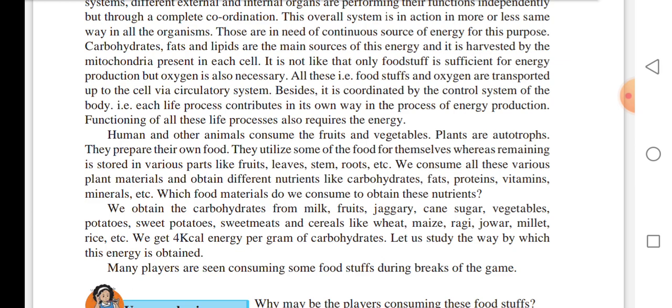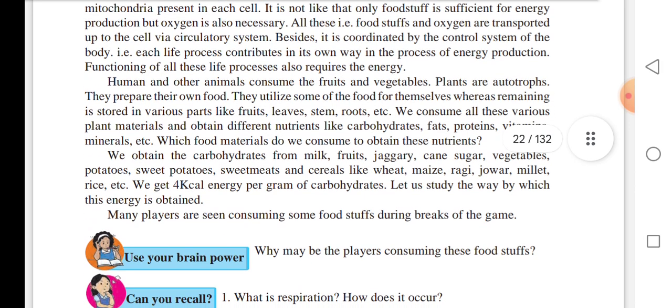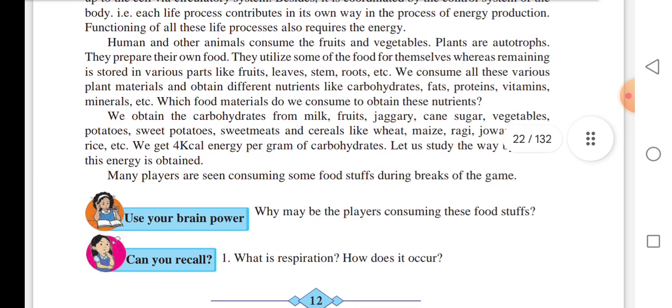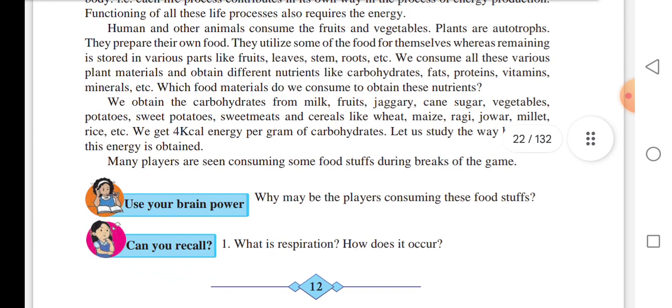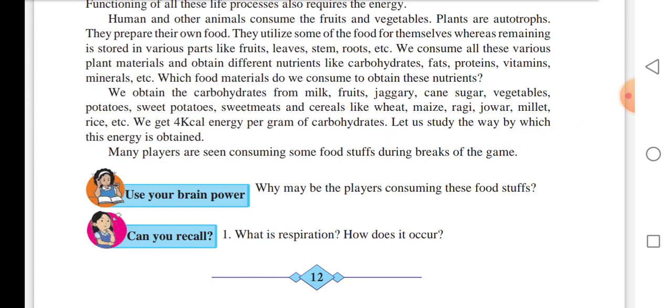Humans and other animals consume fruits and vegetables. Plants are autotrophs, as they prepare their own food through photosynthesis, right? They utilize some of the food for themselves, whereas the remaining is stored in the various parts of plants like fruits, leaves, stem, roots, etc. This we have studied in 9th standard. We consume all these various plant materials and obtain different nutrients like carbohydrates, fats, proteins, vitamins, minerals, etc.